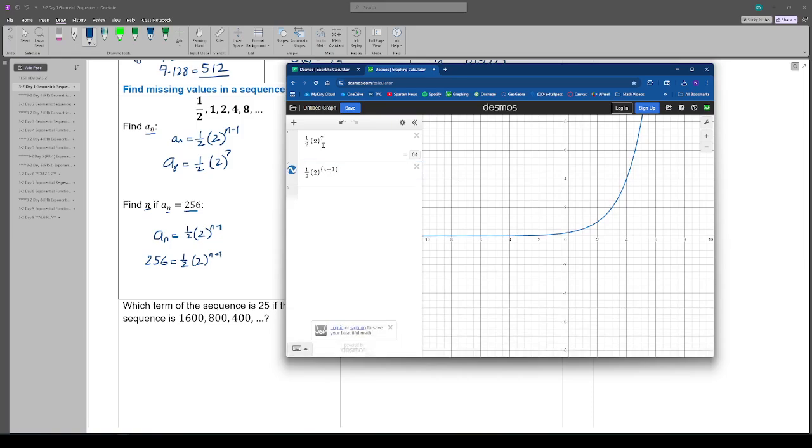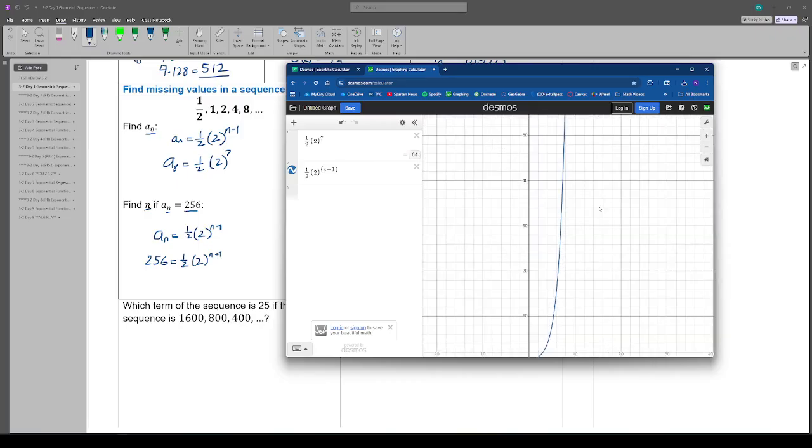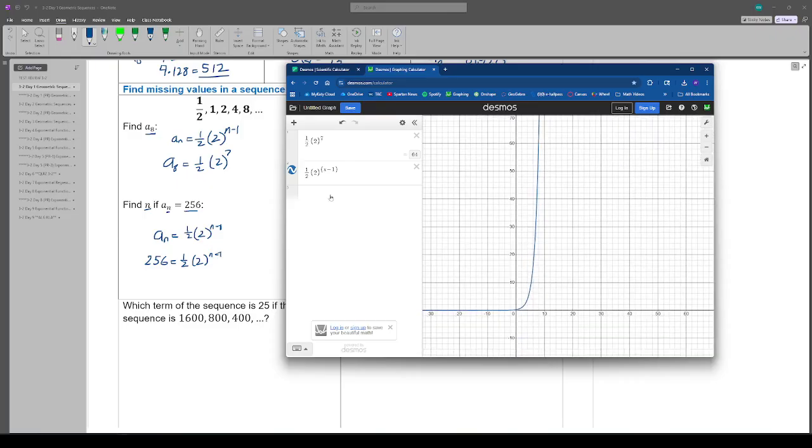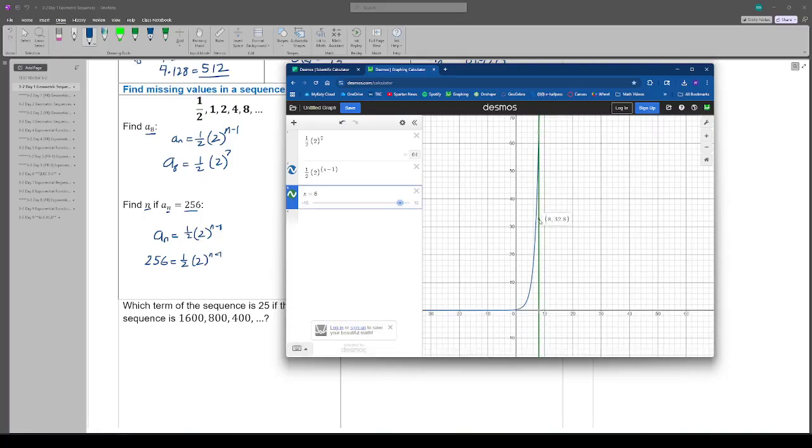So we could use this graph to find A8. So if we went to where x is 8, we could look at where the graph is, and we would see it's 64. But if you want to see that, we can do x equals 8. And there's this gray dot. If I click on either the green or the blue line, I get this gray dot that says 8, 64 is the answer to part A.